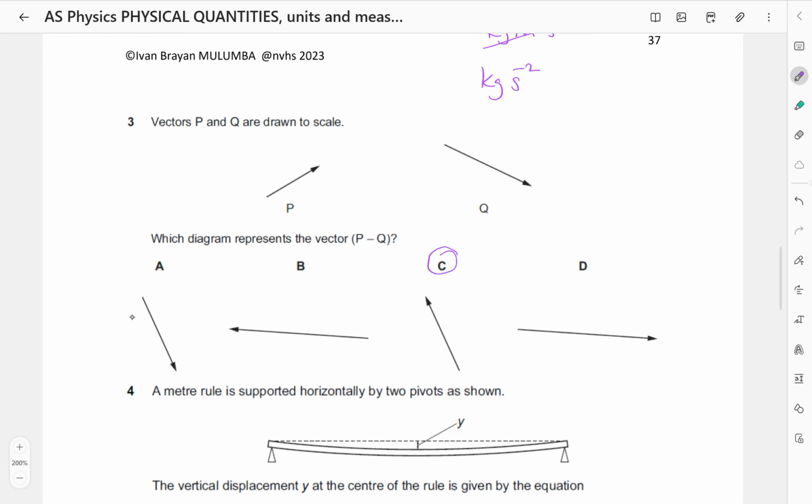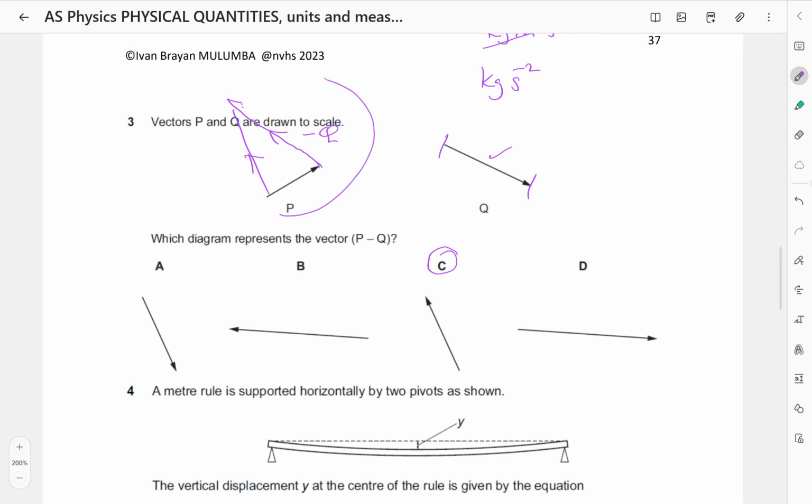Let me check. Because they are drawn to scale, I will measure the length of this vector and bring it here. But I have to reverse the direction. So if you have a ruler, you can just slide your ruler from vector Q up to vector P, so that you draw a vector in the opposite direction. So that is negative Q, that is negative Q now. So it means the resultant should be somewhere here.